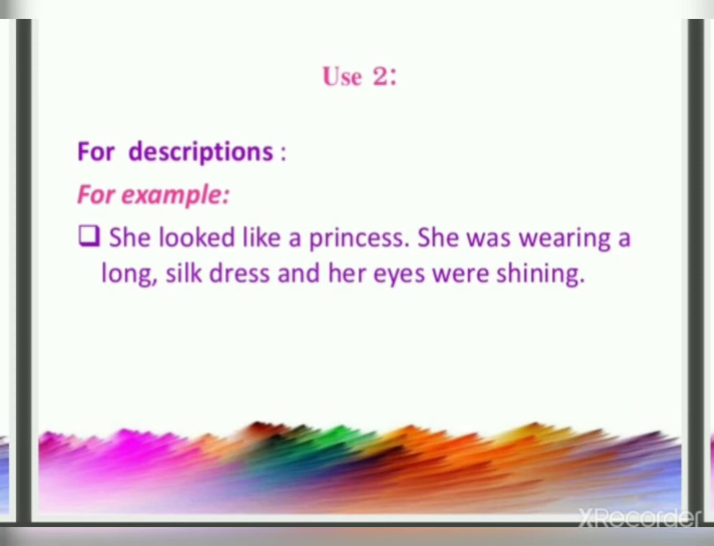For descriptions, we use past continuous. For example, she looked like a princess. She was wearing a long silk dress and her eyes were shining.